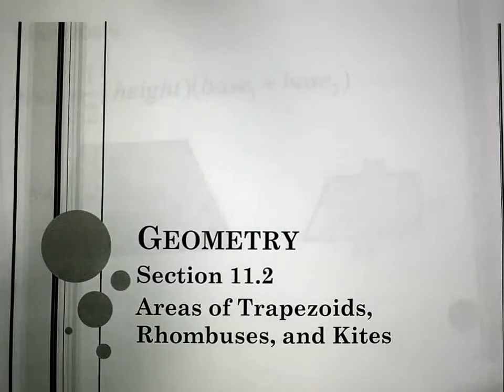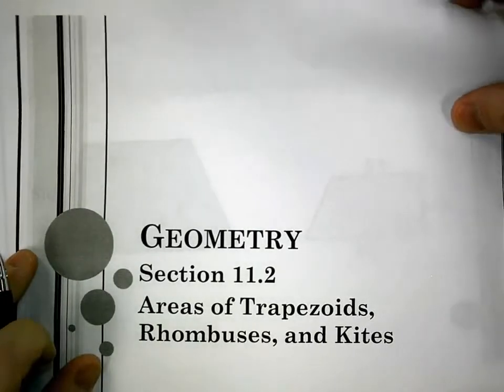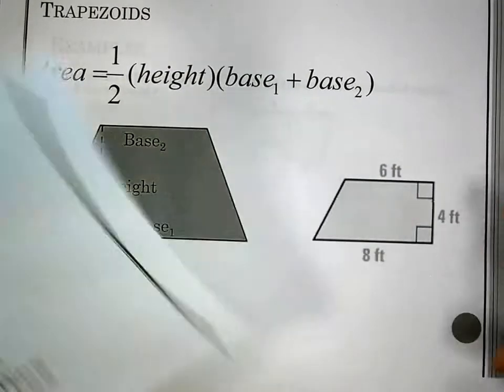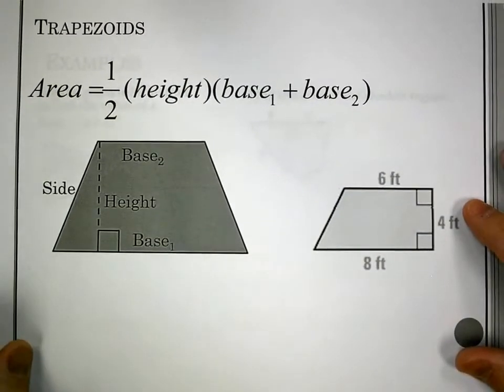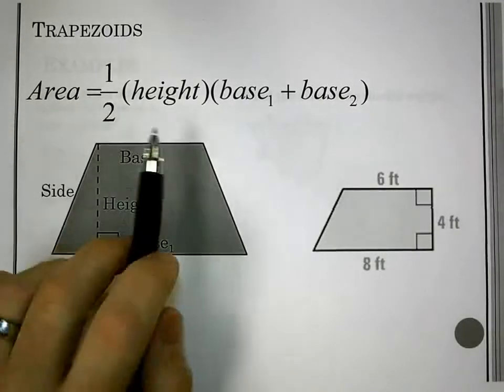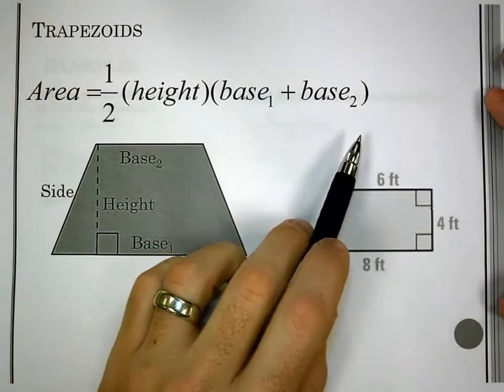In section 11.2, we're looking at areas of trapezoids, rhombuses, and kites. The first shape we're going to look at is a trapezoid. Our formula for a trapezoid reads 1/2 the height times base 1 plus base 2.